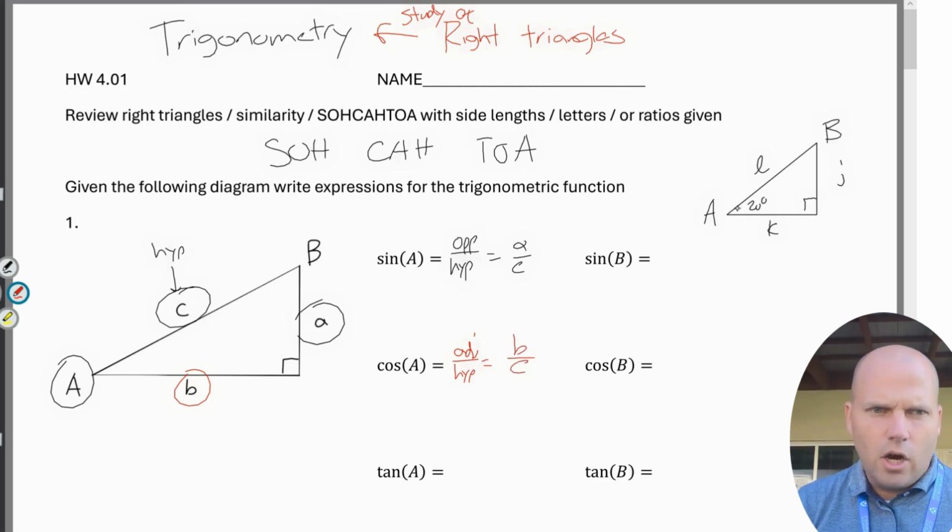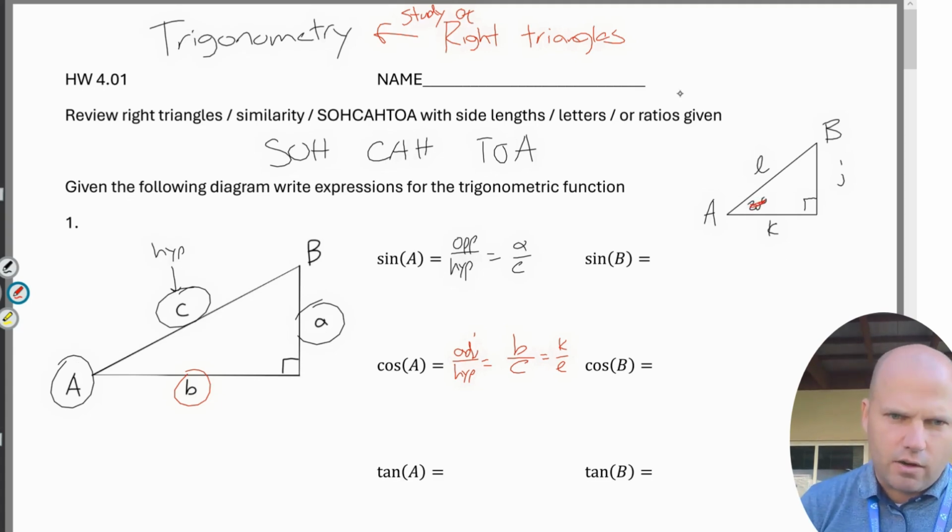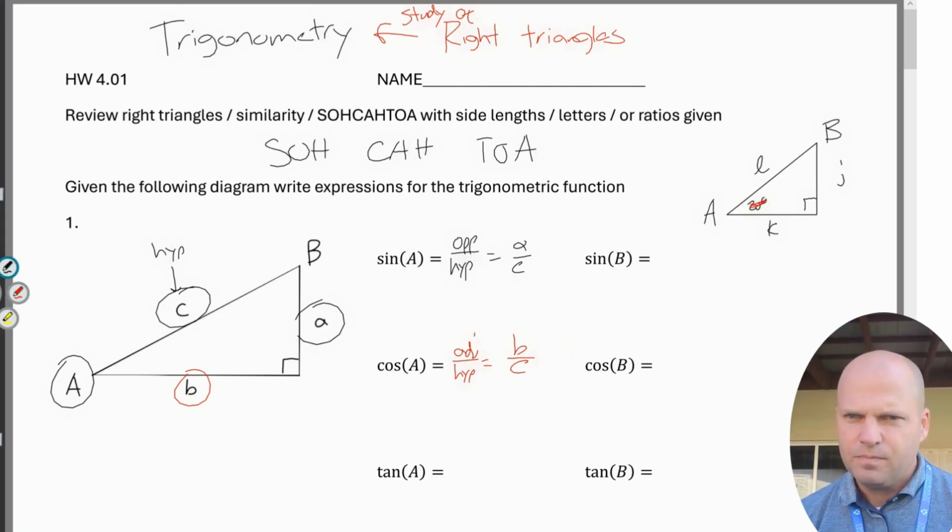And if I was talking about this one, I'd be like, oh, B over C has got to equal K over L because these are similar. They both have angle A. So if you've got B over C, K over L is going to be the same. And once we start dealing with numbers, you're going to see how they're the same.